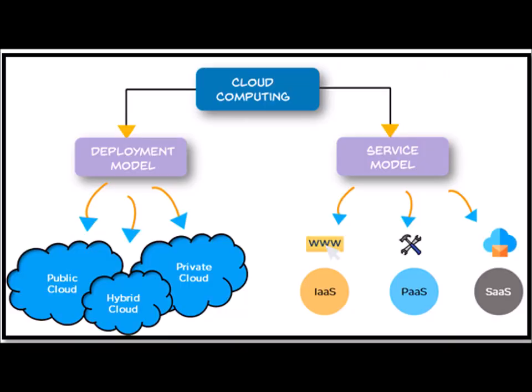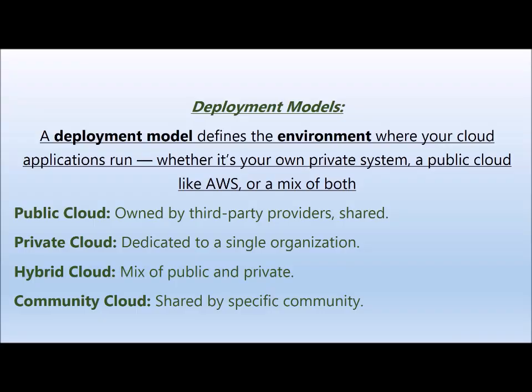So the cloud computing is categorized into deployment model and service model. In deployment model, we have public cloud, hybrid cloud and private cloud, and one more, community cloud, is also available. In service model, we have three services. One is infrastructure as a service, IaaS, and platform as a service, PaaS, and software as a service, SaaS. First, we will see what is deployment model.